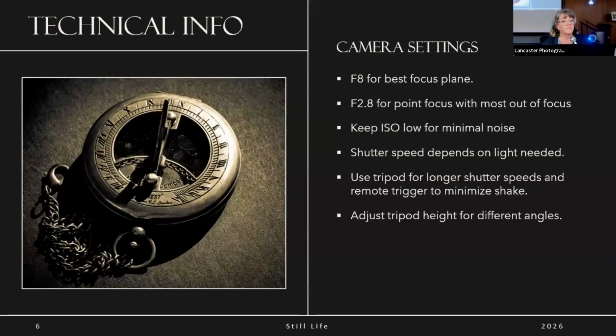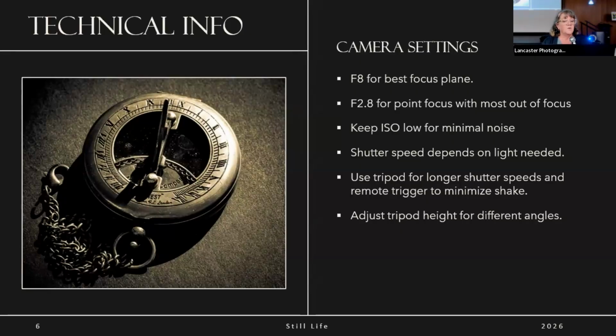Technical information. For camera settings, if you want to have most everything in focus, you want to be at least at f8. That will give you a good depth of focus. If you don't care, I know a lot of flower photography, I like to have just a little part of the flower in focus. F2.8 is fine for that. The rest of your frame will be out of focus, and just what you pick specifically to be in focus will be the only thing in focus.